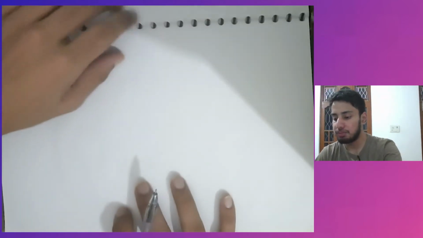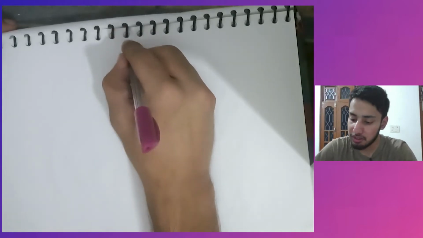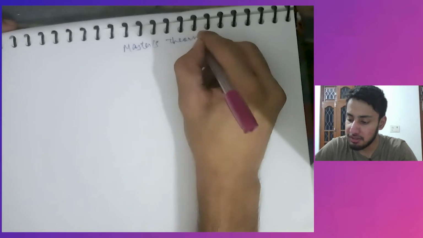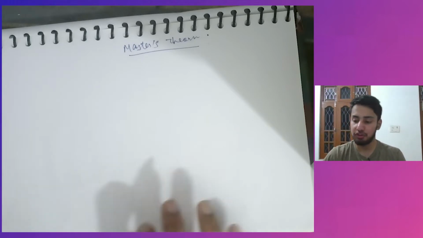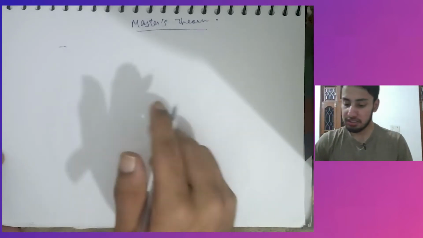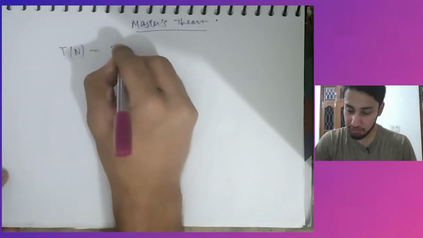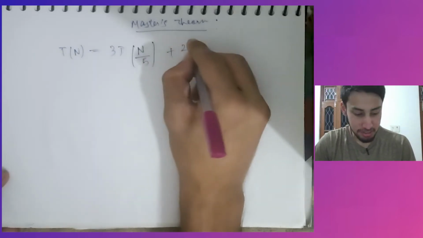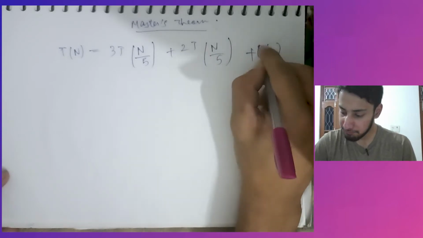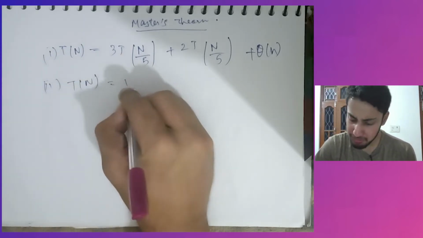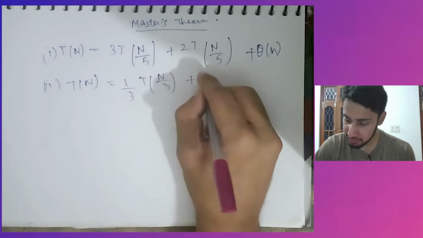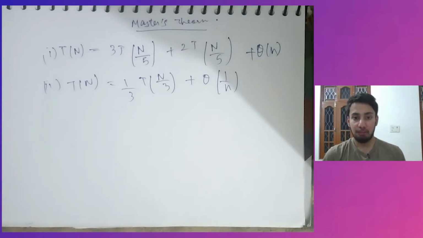In your BTech semester there is a theorem which we call the Master's theorem, which you can use, but there are some limitations to the Master's theorem as well. If you are using the Master's theorem, I have two questions for you. Just try to solve these using the Master's theorem. The first: T(n) = 3T(n/5) + 2T(n/5) + theta(n). And the second one: T(n) = T(n/3) + theta(1/n). For all the students who are using the Master's theorem, just try to solve these two questions.